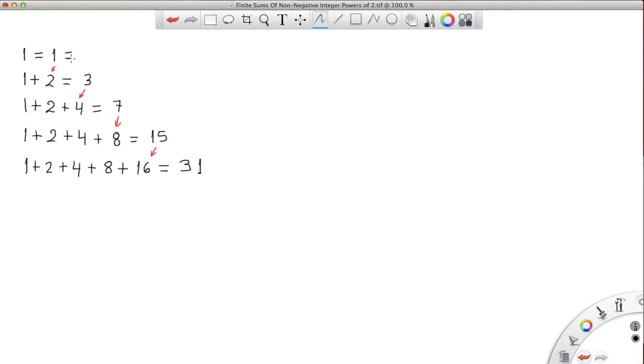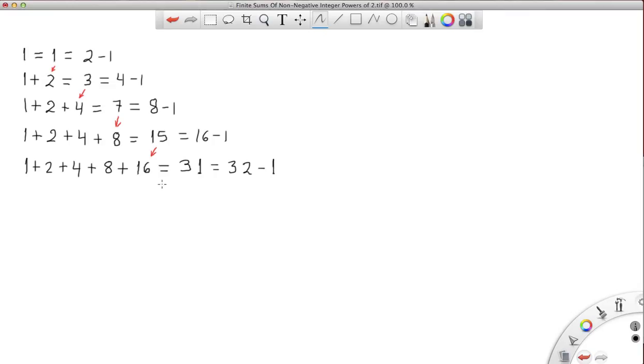So let me write that down here. 1 is 2 minus 1, and then 3 is 4 minus 1, 7 is 8 minus 1, 15 is 16 minus 1, 31 equals 32 minus 1, and so on.